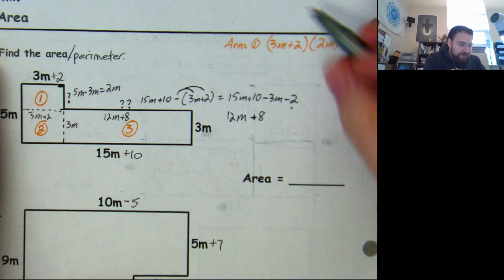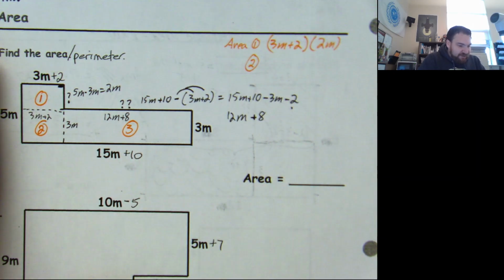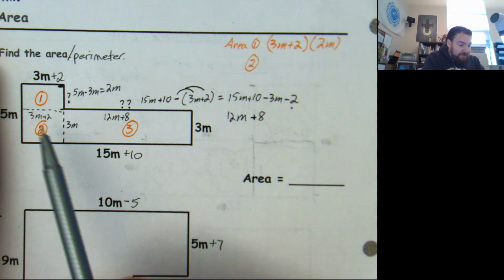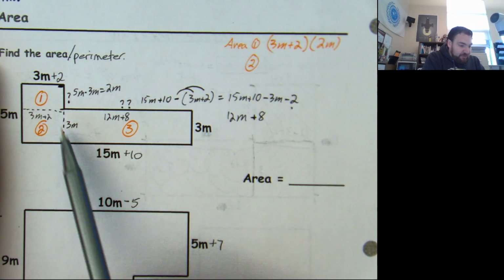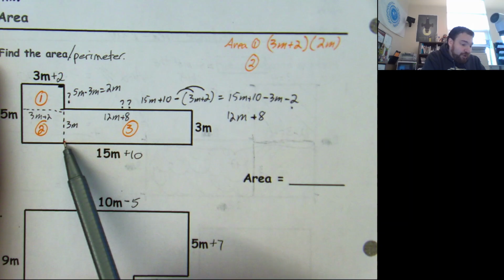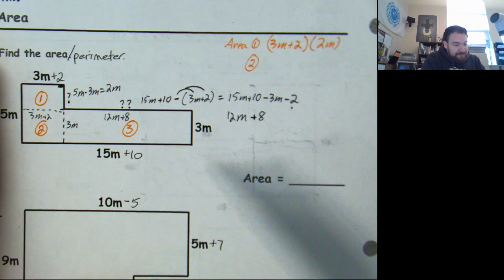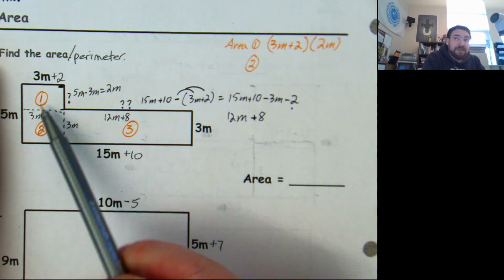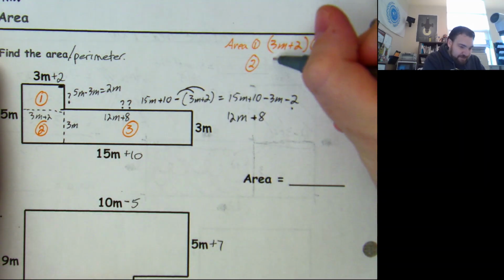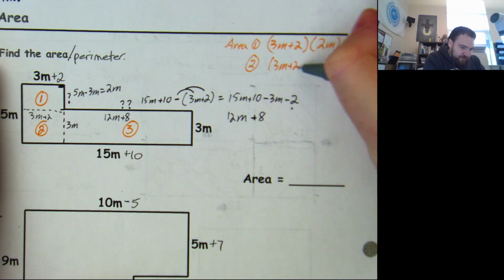I'll write out all of the expressions. Shape 2, we've got them labeled, is going to be 3m plus 2 times 3m. Or you could do 1 and 2 together in one big rectangle. It's up to you. But I've got them drawn, so I'm going to split them up. That's going to be 3m plus 2 times 3m.